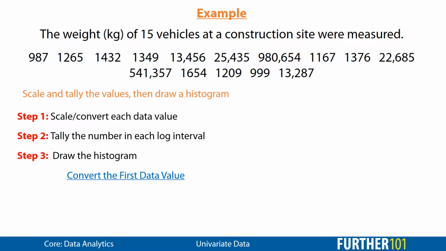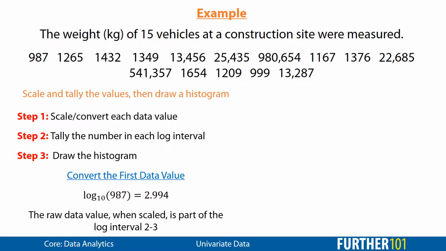So we have a data value of 987, and we need to turn this into a scaled data value using the logged system. So we'll take our log of base of 10, and we'll put 987 within the brackets, and using a CAS calculator we can get the solution of 2.994. Now given our intervals have a distance of 1, that means that this raw data value, when it's scaled, is part of the log interval 2 to 3. Only just, but it is in there.